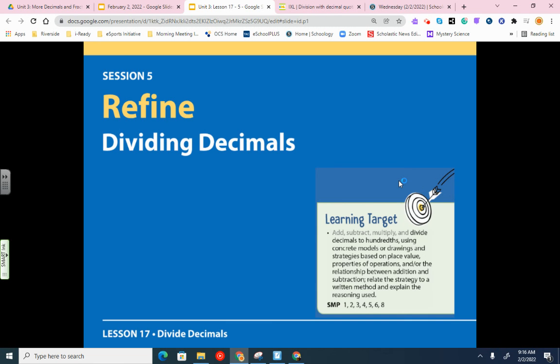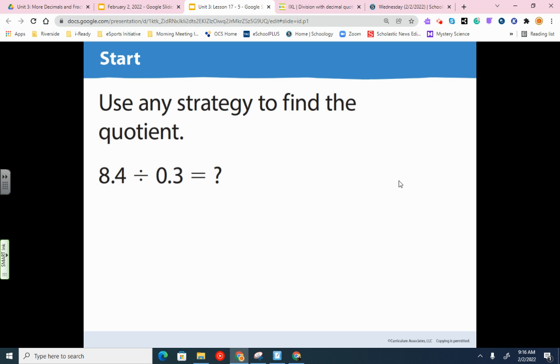All right, so here's our review session for dividing decimals. This is the last part of this lesson, so we'll jump right into it with our warm-up. Our warm-up asked, use any strategy to divide 8 and 4/10 by 3/10.